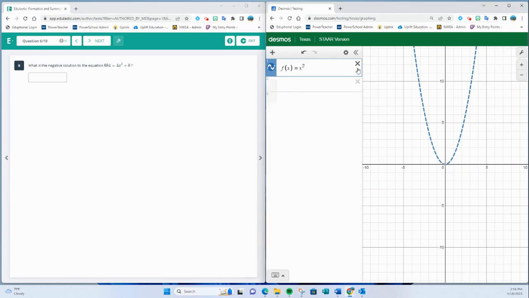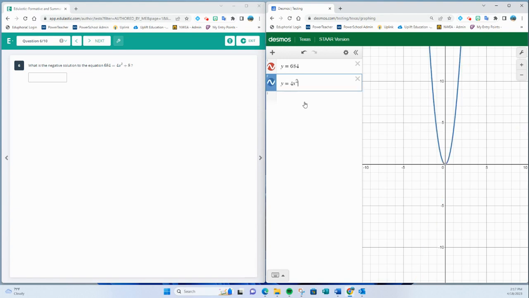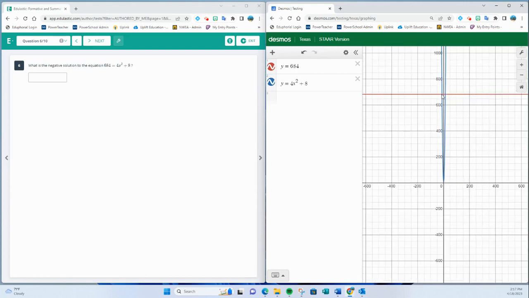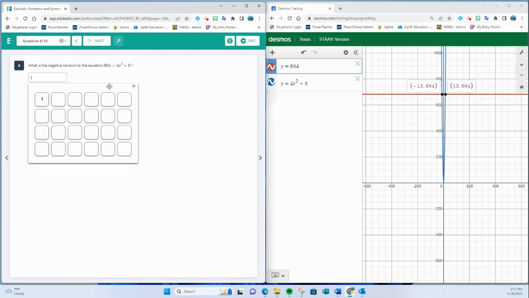This is also in lesson 2, but whenever I have two things set equal to each other and I'm looking for solutions, I can put y equals the left-hand side and y equals the right-hand side. And then I need to figure out where it intersects. So it's all the way up here. And here I have a negative 13 and a positive 13. Well, it's wanting the negative solution to the equation, so I'm going to put in negative 13.